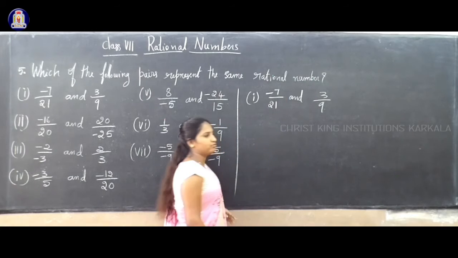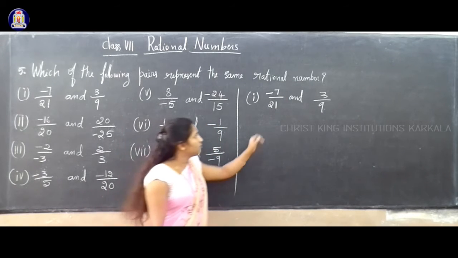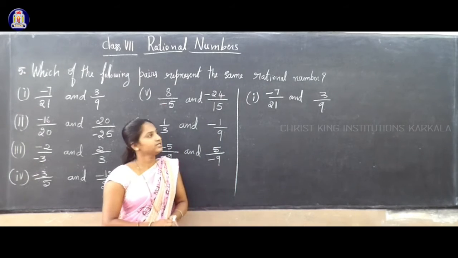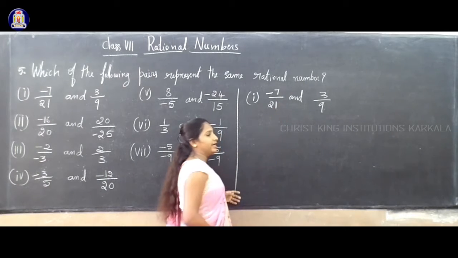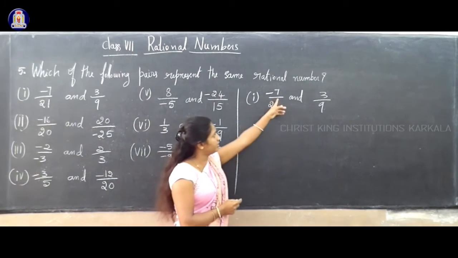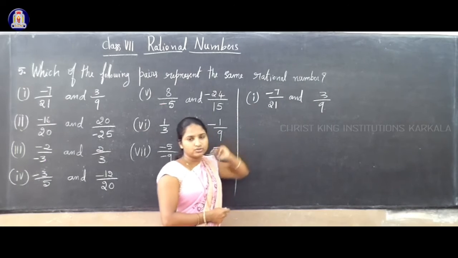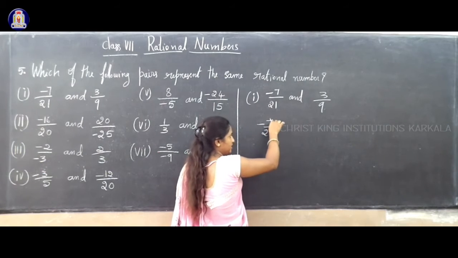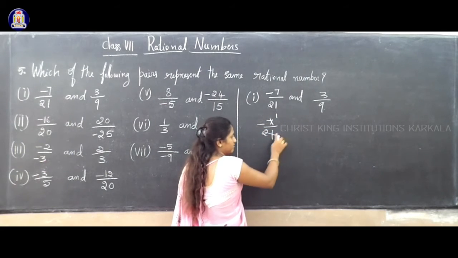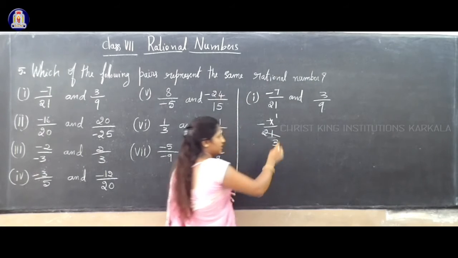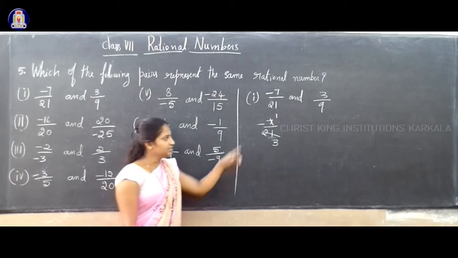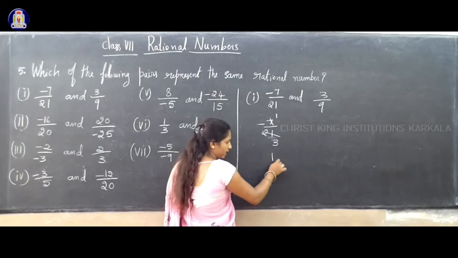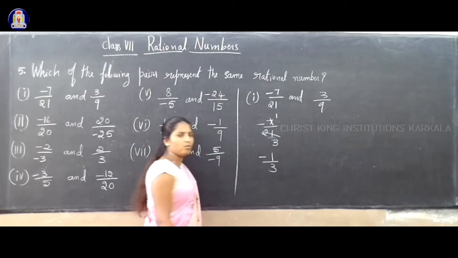So 7 by 21. Both numerator and denominator must be divisible by the same number. 7 and 21 are divisible by the 7 table, isn't it? 7 divides 7, 7 also divides 21. Now if we divide this, we simplify 7 by 21. 7 ones are 7, 7 threes are 21. So if you simplify 7 by 21, we get 1 by 3, minus 1 by 3.